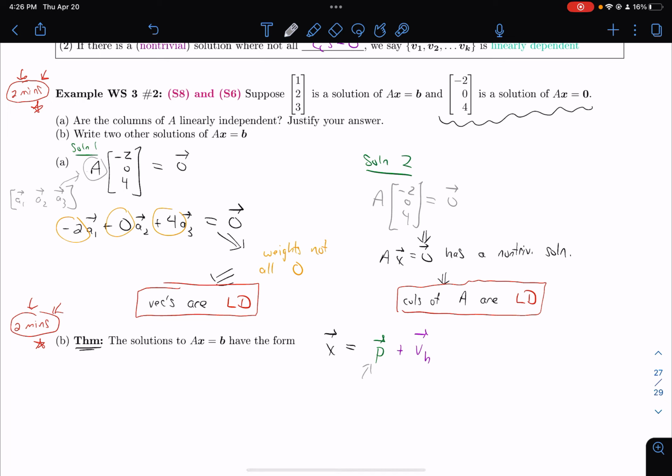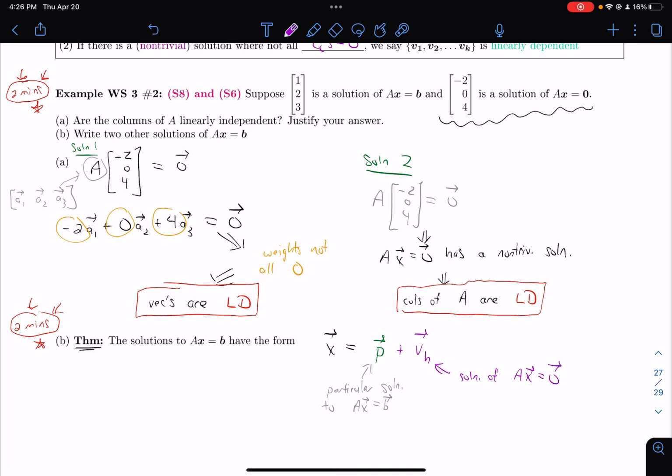This vector p is a particular solution to Ax equals b. The word particular just means it's one solution. There may be many solutions to that equation, but p is just one of those solutions. And then vh, the h represents the fact that it's talking about homogeneous. Vh is a solution of the homogeneous equation, Ax equals 0.